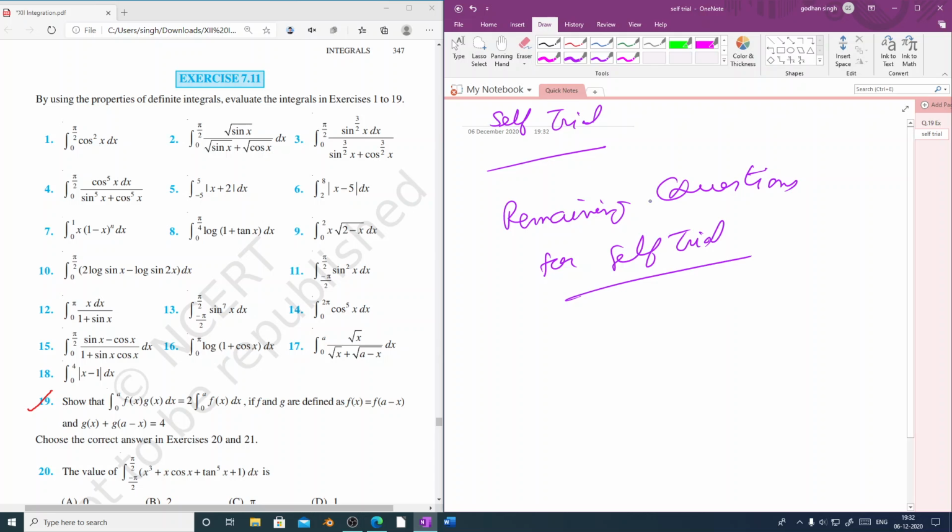That means you will try them on your own, and with this the chapter is complete. You can try the miscellaneous exercise on your own. They are not difficult. Just apply the concepts which you have learned throughout the chapter, and you will be able to solve them. So with this the chapter is complete.